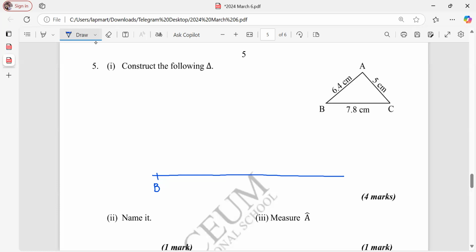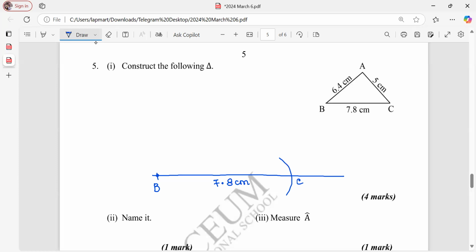Right. After that we will measure 7.8. You take your compass, open the compass and measure 7.8 and keep the point of the compass here and you can draw an arc like this. So this is the point C and 7.8 centimeters. By any chance, if you can't remember them, please go through the video again and learn the steps one by one, right? So now we are done with B to C.